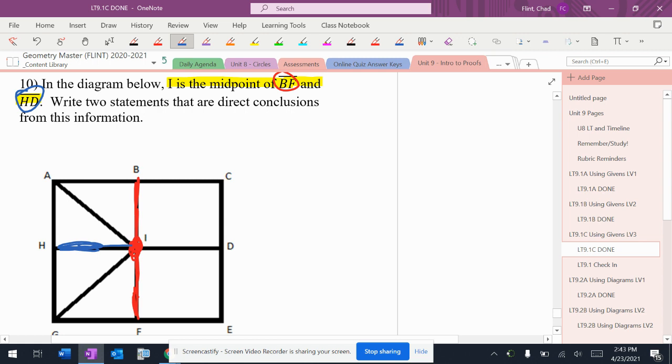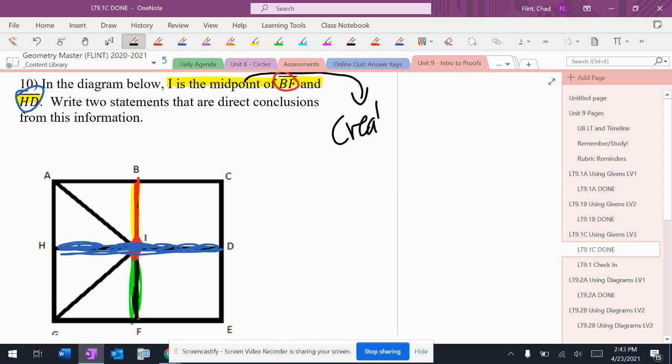All right, so HD is right here. I is also the middle of HD. So I have two different things happening. I is the midpoint of the red side, which means that that is equal to that. Let's take care of that first. Also, I didn't do this: midpoint creates two equal parts.